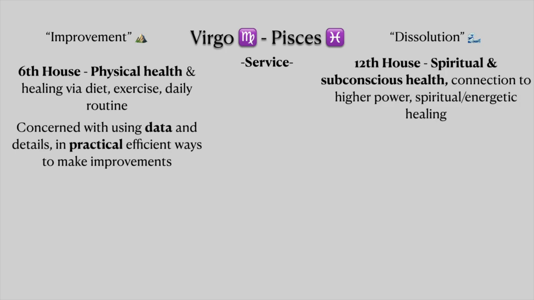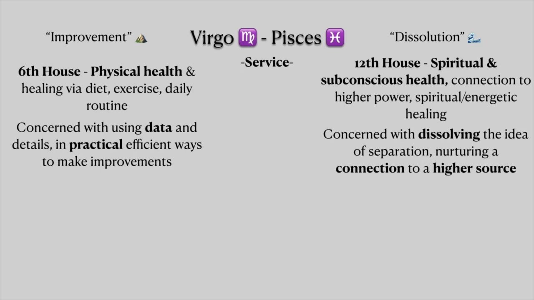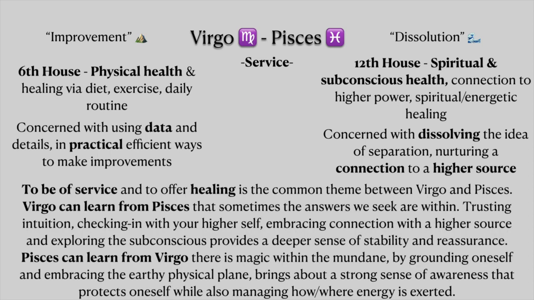Pisces rules the 12th house of spiritual and subconscious health, connection to higher power, spiritual and energetic healing. Pisces is concerned with dissolving the idea of separation and nurturing a connection to a higher source. To be of service and to offer healing is the common theme between Virgo and Pisces.